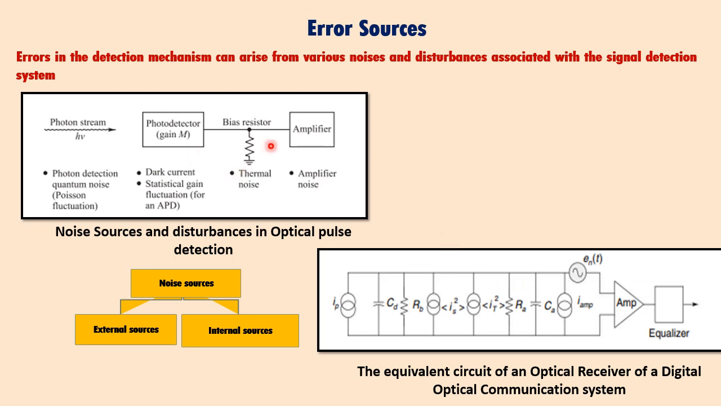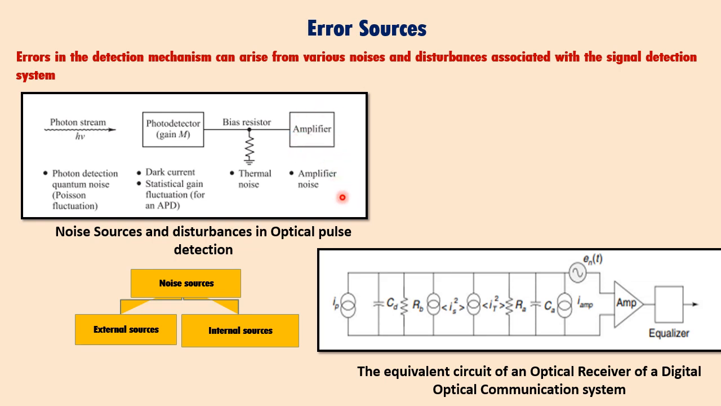And next comes the bias resistor, which is connected with the amplifier circuit. Due to these variations in the bias resistor, there will be chances of noise. That noise is called thermal noise, which is mainly due to temperature fluctuations. And finally, the noise which is associated with the amplifier is called amplifier noise.